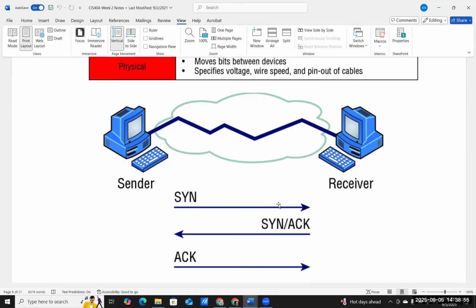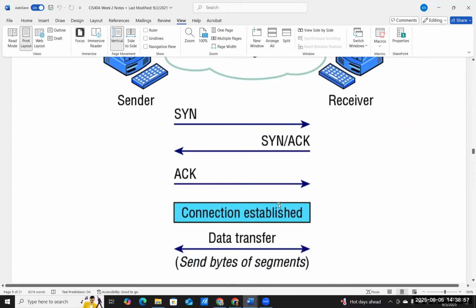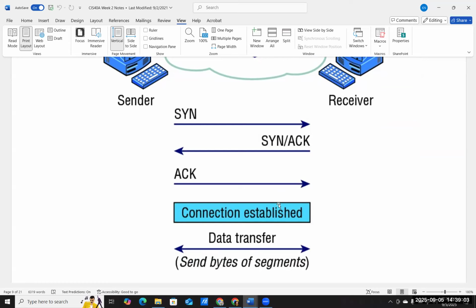Next, after it's already synchronized, it's going to say, now I'm sending, right? So system A is going to acknowledge that it's sending, or that it's connected, right? And it's sending. So the connection is established here. And then once it does the acknowledgement here, then data transfer. This is why TCP takes longer.